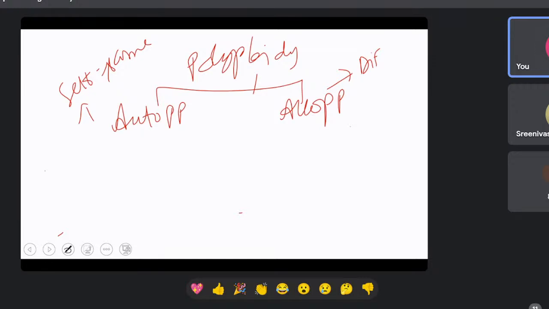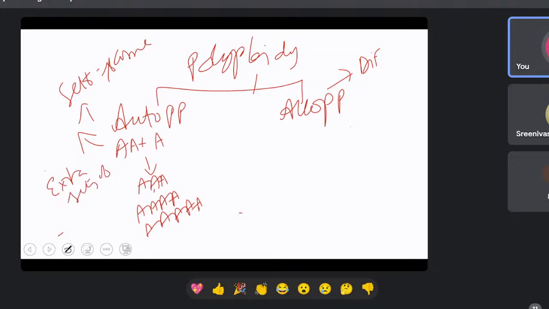So in autopolyploid, what happens? This is diploid, an extra set is added. That extra set belongs to the same species. So this is an autotriploid, and this is an autotetraploid, and this is an autopentaploid. That means the extra sets of chromosomes belong to the same species.